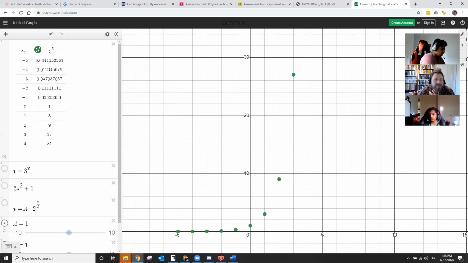So if we draw up a table of values for this relationship here, 3 to the x, then we get these sorts of values here, and it makes sense. 3 to the 0 gives us 1, 3 to the 1 gives us 3, 3 to the 2 gives us 9, etc. And for the negative powers, remember we interpret those as being 1 over. So 3 to the negative 1 is 1 over 3 to the 1, which gives us a third. 1 over 3 squared gives us a ninth, and that's what 0.1111 is, and so on and so forth.